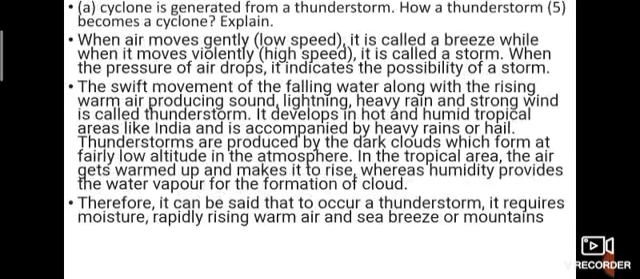So next one, thunderstorms are produced by the dark clouds, which form at fairly low altitude in the atmosphere. In the tropical area, the air gets warmed up and rises, whereas humidity provides the water vapor for the formation of cloud. Therefore, it can be said that for a thunderstorm to occur, it requires moisture, rapidly rising warm air, and sea breeze or mountains.